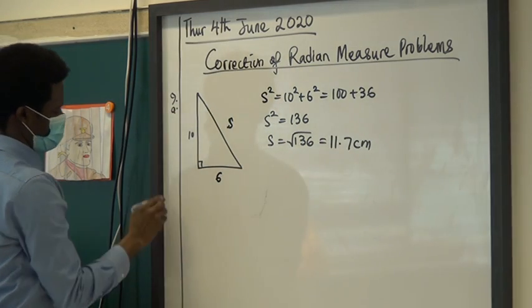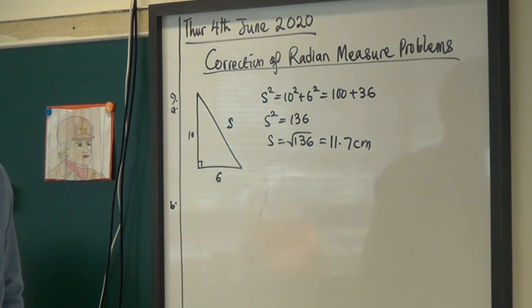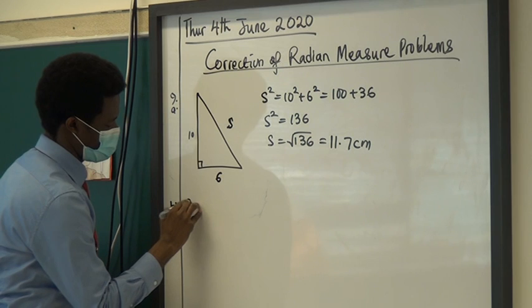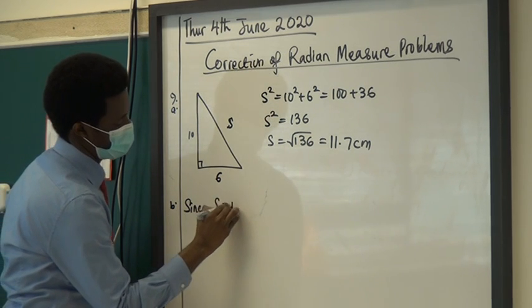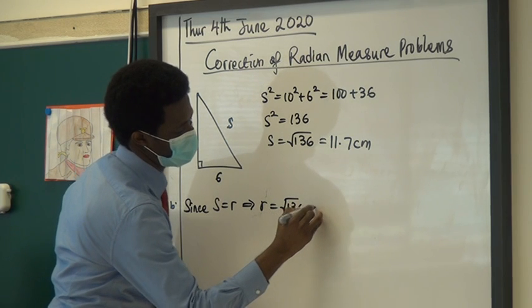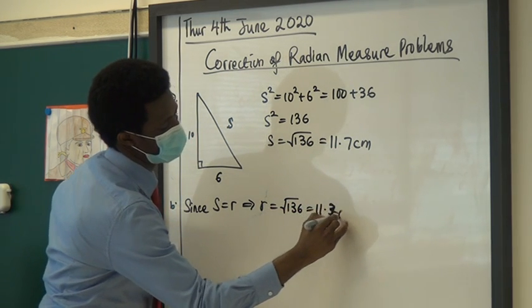That's 9a. 9b, find the value of r. All you have to do is, since s is equal to r, it implies that r is equal to this, which is also 11.7.